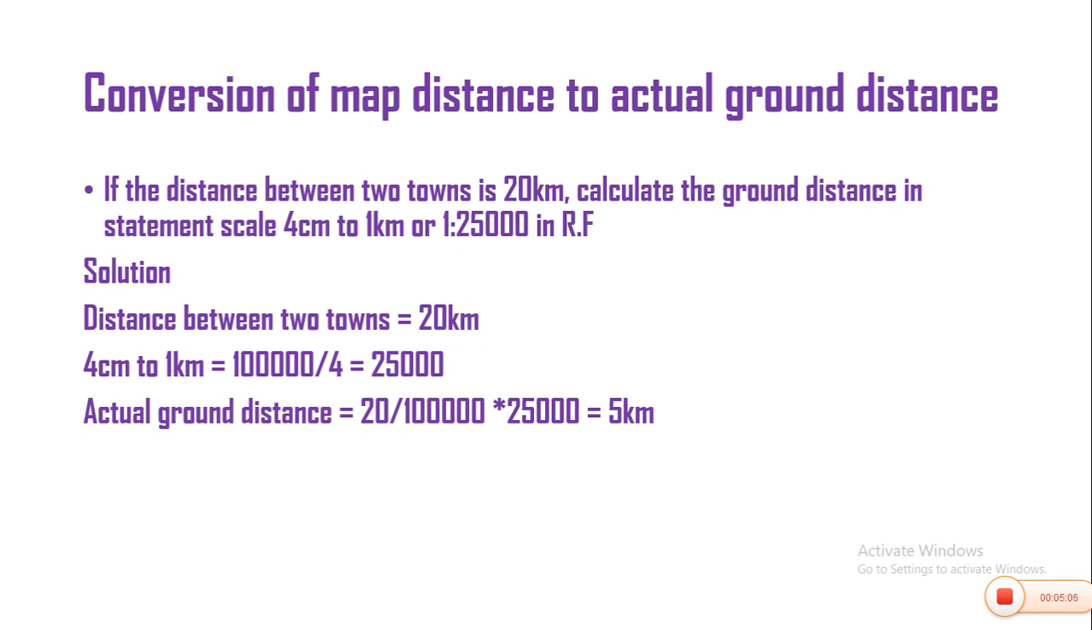Solution. Distance between the two towns is 20 km. 4 cm to 1 km. 1 km when you convert to cm is equal to 100,000 cm. So 100,000 over 4 will give you 25,000. The actual ground distance is equal to 20 km, which is the distance between the two towns, over 100,000, which is equal to 1 km, times 25,000, which we got from here. That will give us 5 km.